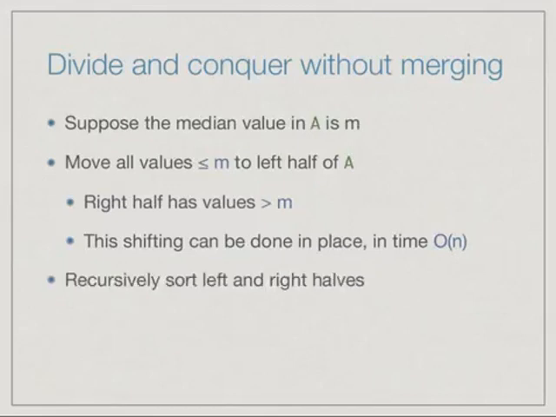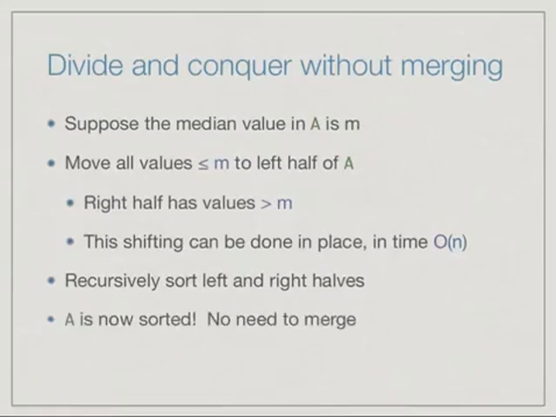Having done this rearrangement, moving all the smaller values to the left half and the bigger values to the right half, we can recursively apply this divide and conquer strategy and sort the right and the left half separately. And since we have guaranteed that everything in the left half is smaller than everything in the right half, we don't need to combine the answers in any non-trivial way, because the left half is already below the right half, so we don't need to merge.